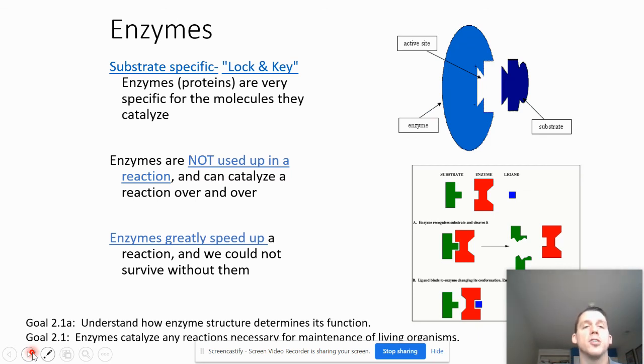So some other definitions. Enzymes are substrate specific, which means there is a very particular substrate for each enzyme. Like a lock fits into a key. You got the wrong key or the wrong lock, it's not going to work. Same thing, if you have the wrong substrate, it's not going to work with an enzyme. Enzymes are not used up. They can be used over and over again. And enzymes greatly speed up a reaction, and we could not survive without them.